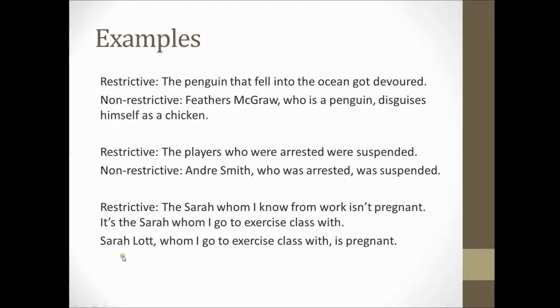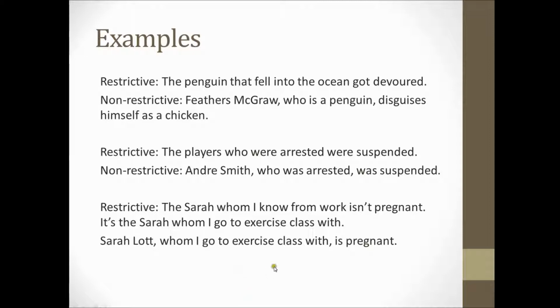But here, if I say Sarah Lott, whom I go to exercise class with, is pregnant, then with the commas, that tells us that this clause is not necessary to identify her. Her name, her full name in this case, identifies her. There's only one Sarah Lott, or only one that I know. Or the reader is just clear about who that is. And so we don't need an identifying phrase.